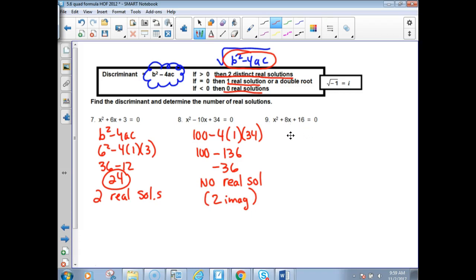Okay, b squared on this one's going to be 64 minus 4 times 1 times 16. 64 minus 64 is 0. And that, yep, 1 real solution.